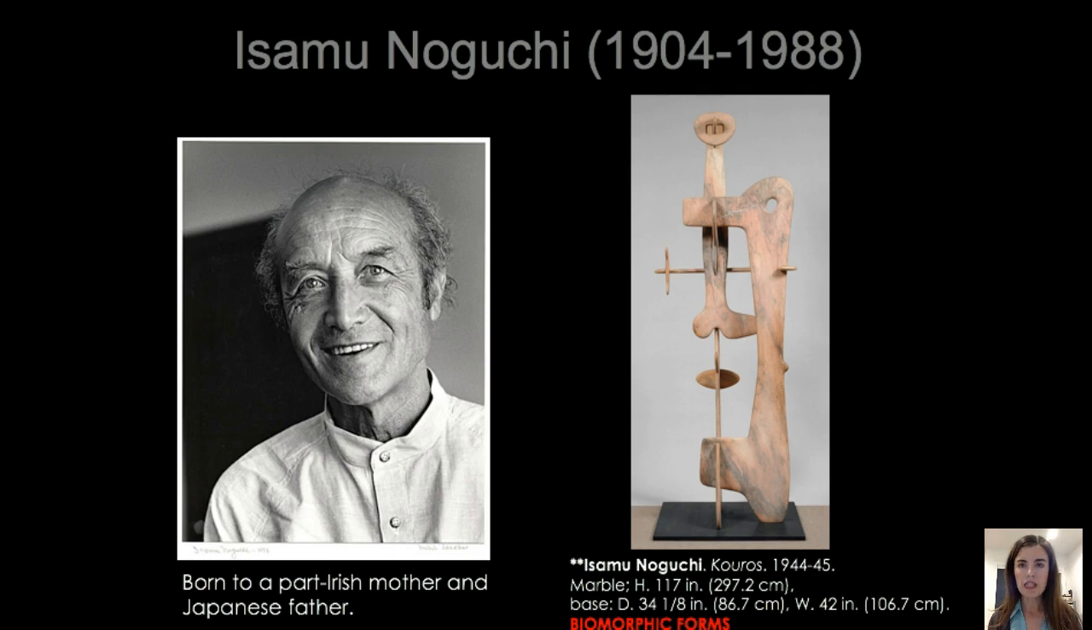His works are quite delicate and often are very delicately balanced, and there's great attention to the materials that he's using. In this case, he's using marble. The name Kouros connects it back to traditions of Greek sculpture, so kind of an interesting connection to ancient European heritage. So we'll talk about that in more detail in a couple of slides.